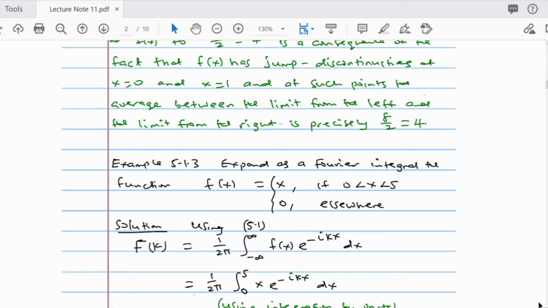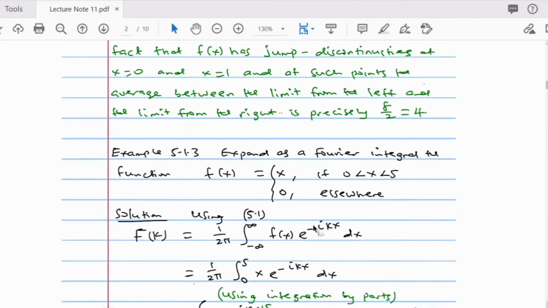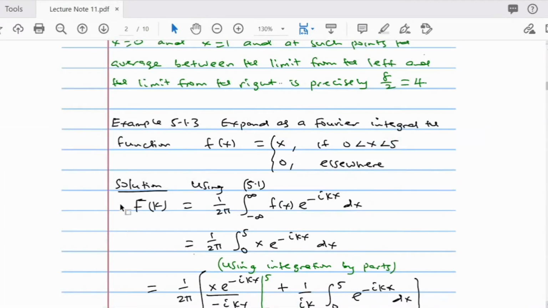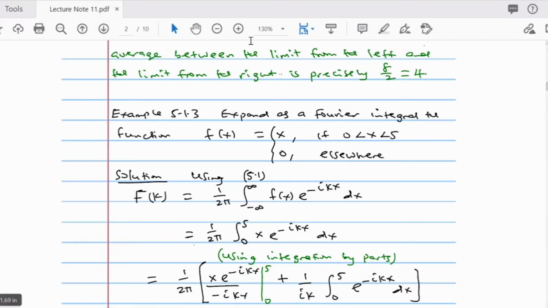So what we are going to compute is capital F of k. So we must first compute capital F of k. Once you get capital F of k, you just plug it back. You substitute back into small f of x. It's the definition of small f of x. So this is our capital F of k: 1 over 2 pi, integral from minus infinity to infinity, f of x, e to the power minus ikx.